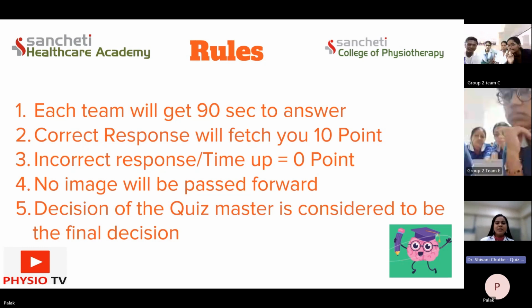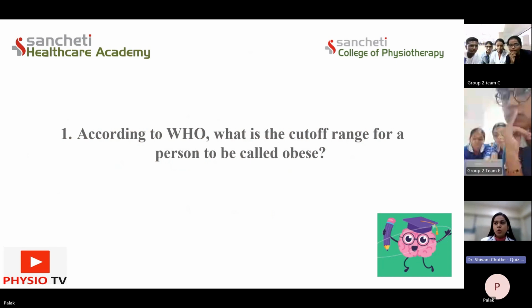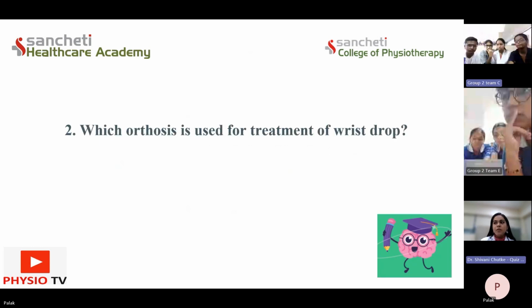Okay. So first, we'll be starting with Team C. Team C, are you ready? Okay. And your time starts now. According to WHO, what is the cutoff range for a person to be called obese? It is rapid. If you don't know the answer, kindly pass it. Ma'am, about 30. Absolutely. BMI. Right.